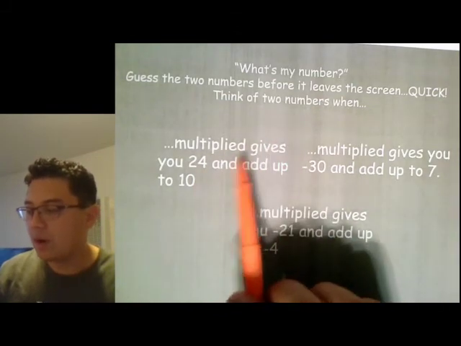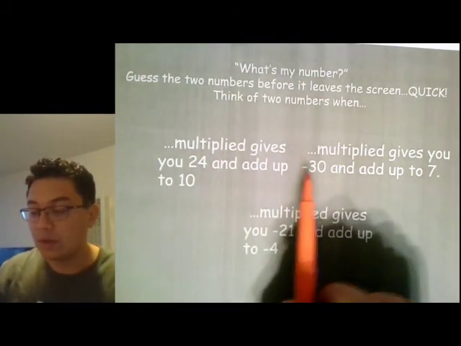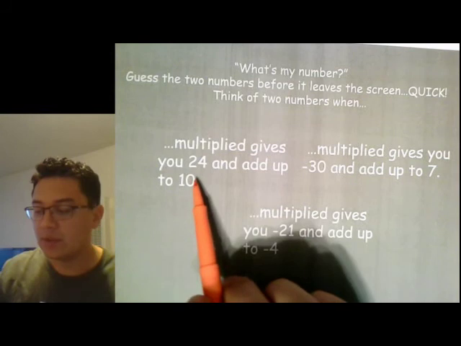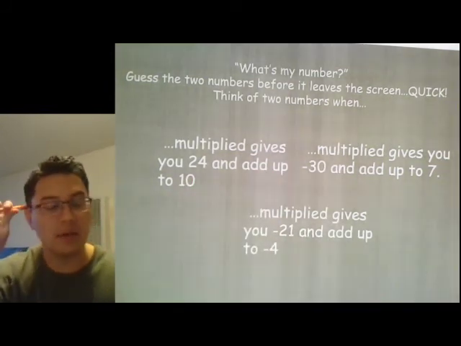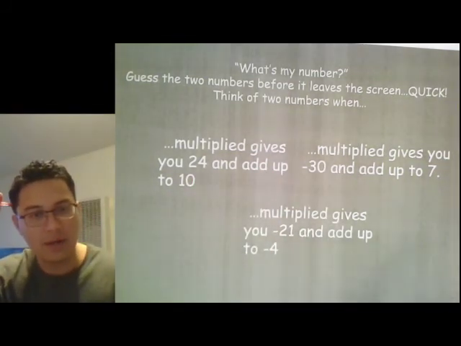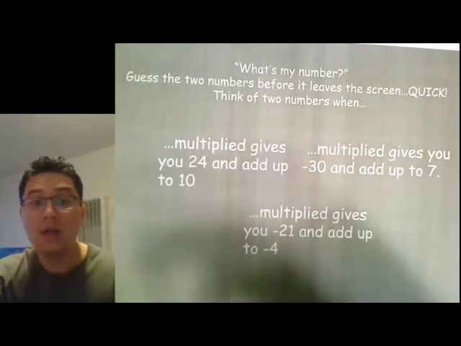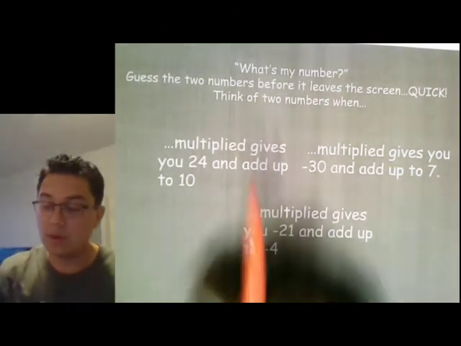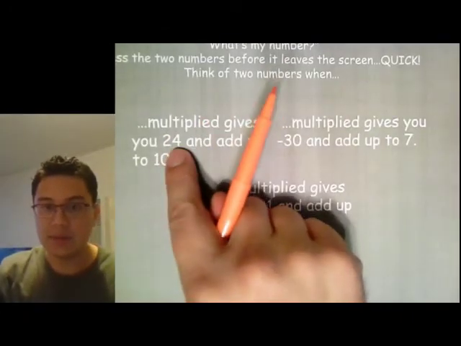So we're looking for two numbers that when multiplied will give you 24 but add up to 10. So if you guys can think really quick here, are there numbers that when we add them together will give us 10, but when we multiply them give us 24? The answer is 6 and 4. 6 plus 4 gives us 10. And 6 times 4 gives us 24.